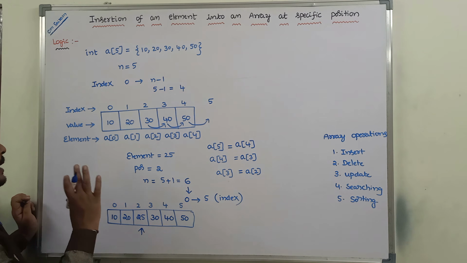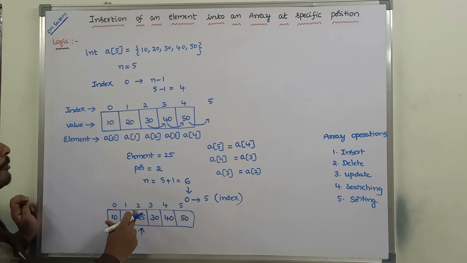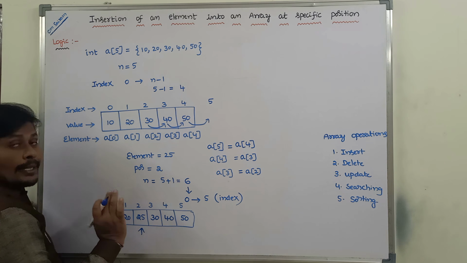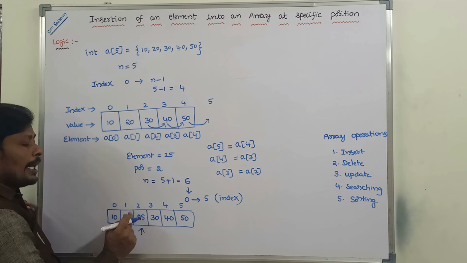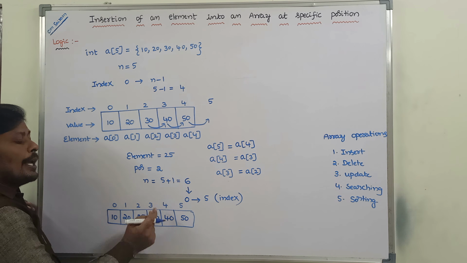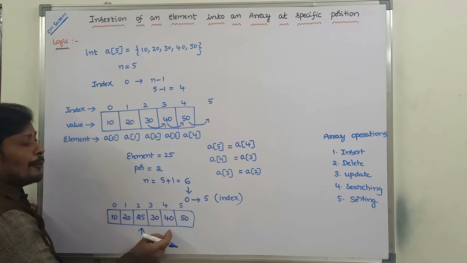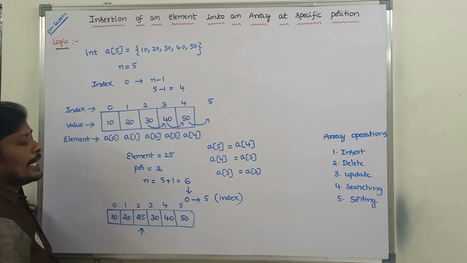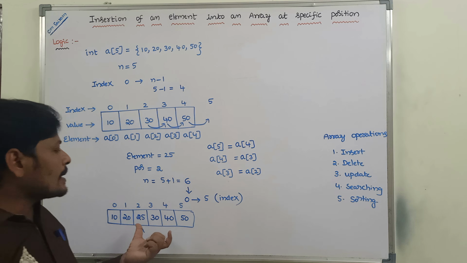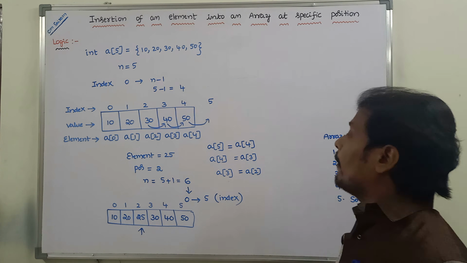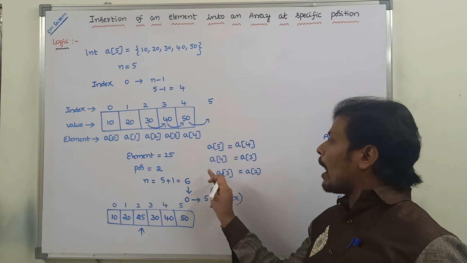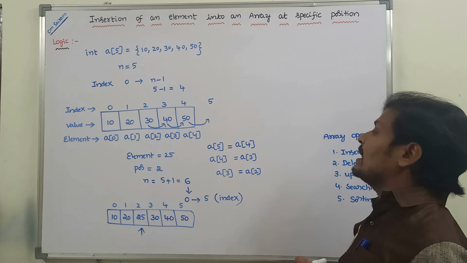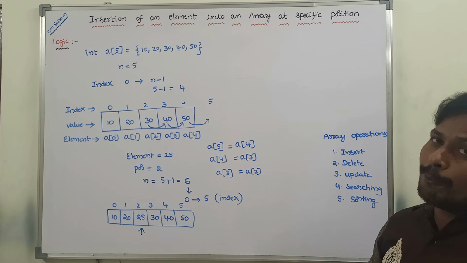Okay. So after inserting element 25 at position 2, now the array size becomes 6 and A of 0 contains 10, A of 1 contains 20, A of 2 contains 25, A of 3 contains 30, A of 4 contains 40, A of 5 contains 50. Okay, this is the logic we have to follow for inserting an element into the array at a specific position.